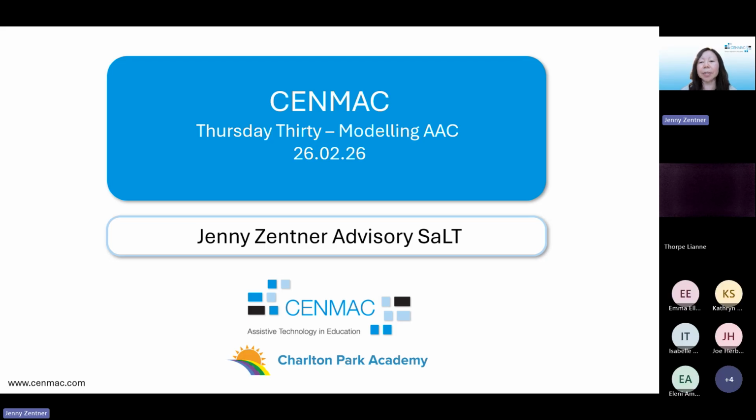Although some of the videos in the presentation show uses of powered or high-tech AAC, this training is equally as valid and relevant to support paper-based AAC.